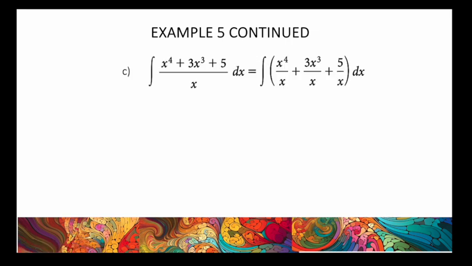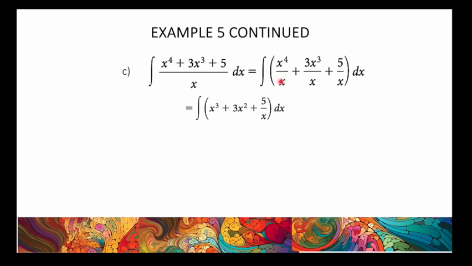Looking at example C, we have a polynomial divided by a monomial, and we're trying to find the antiderivative of this. A nice way to help make this easier is to separate it into different fractions. So all of these terms are going to be separate, and you're just going to put x to the fourth over x plus 3x to the third over x plus 5 over x. Then, once you split this up, you can simplify it.